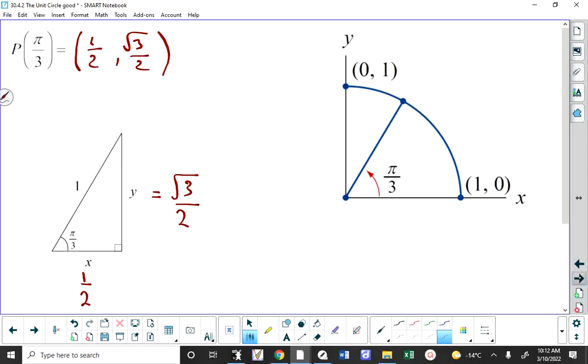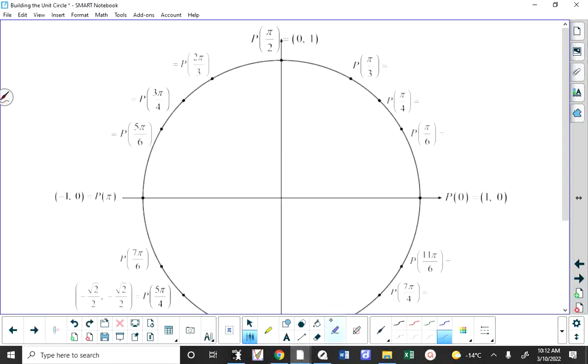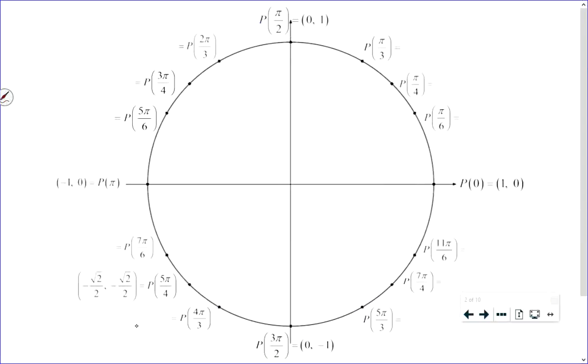So what are we asked to do? We are asked to label these points on this sheet. So we have learned that p of pi over 6 is root 3 over 2, 1 half. Now I'm going to show you how you can tell that is the ordered pair without doing any of that work. And I'm going to do it freehand to show you how well it works.